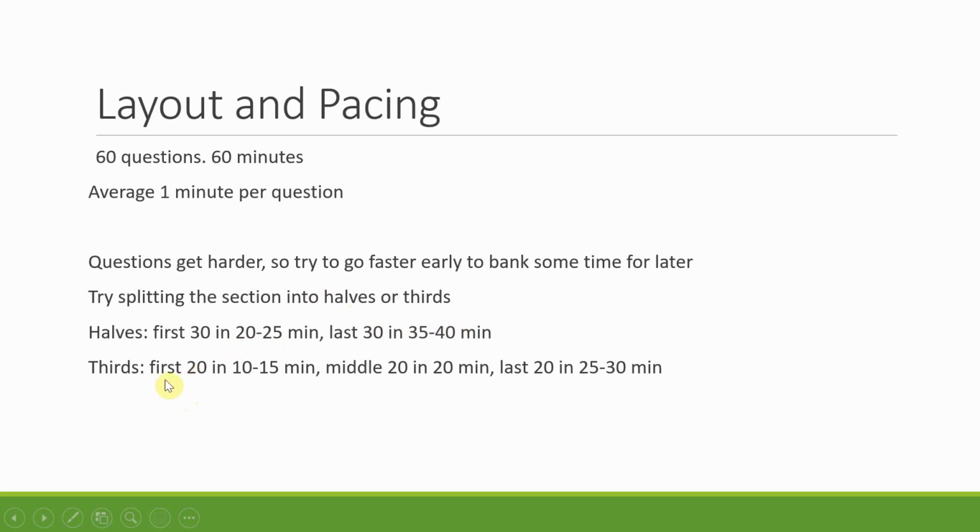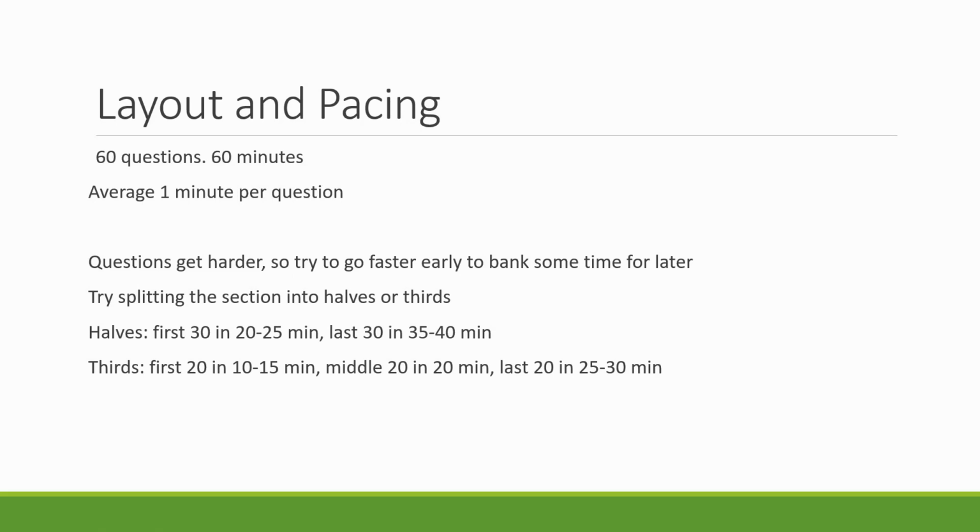For thirds, you do the first 20 in 10 to 15 minutes. Do exactly a minute per question in the middle, so 20 minutes for the middle 20. And then for that last 20, you'd have another 5 to 10 minutes. And all of this is a rough guide. These numbers vary a lot per student. You'll have to figure out what works best for you according to what your target math score is.